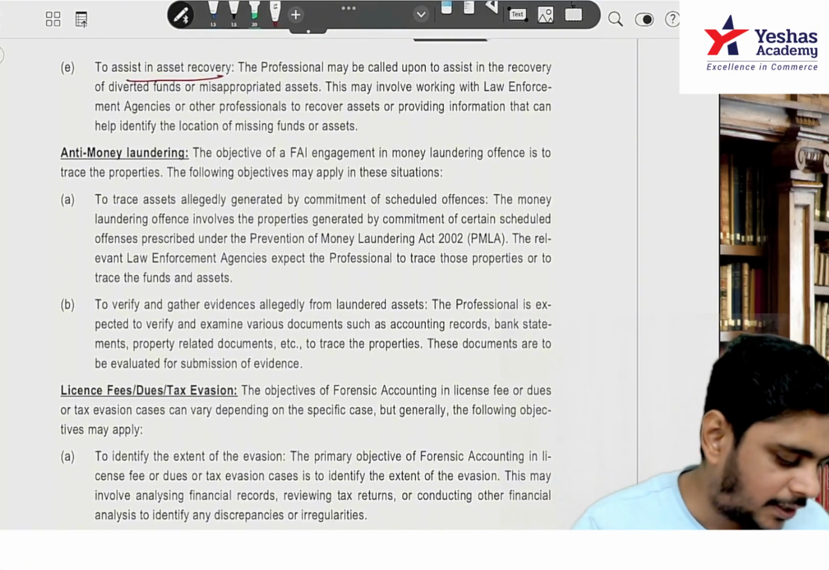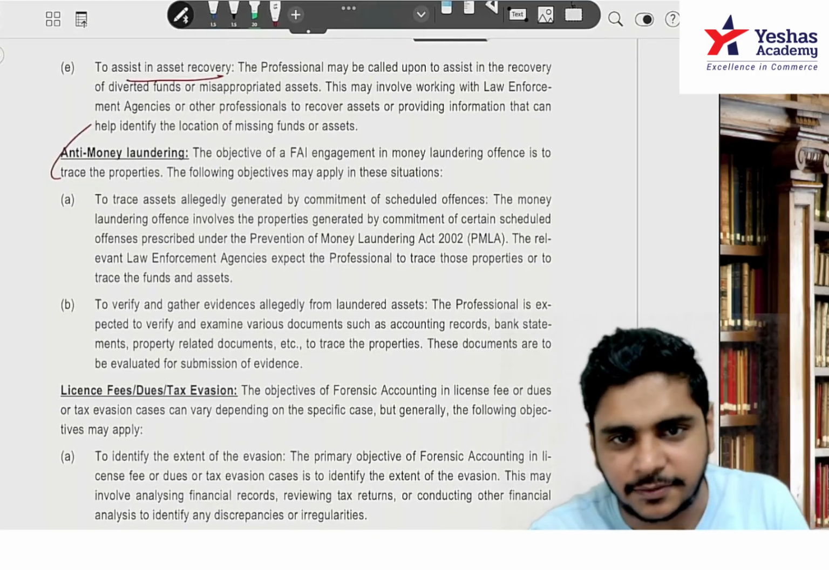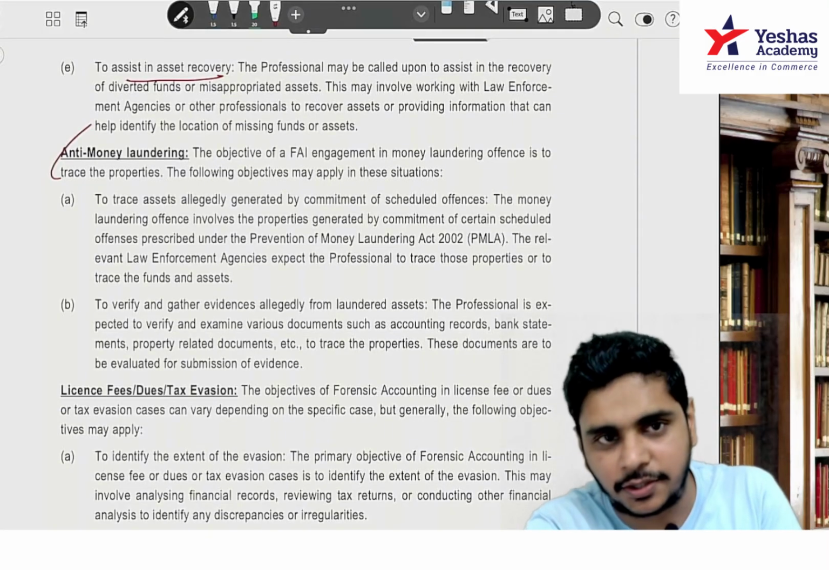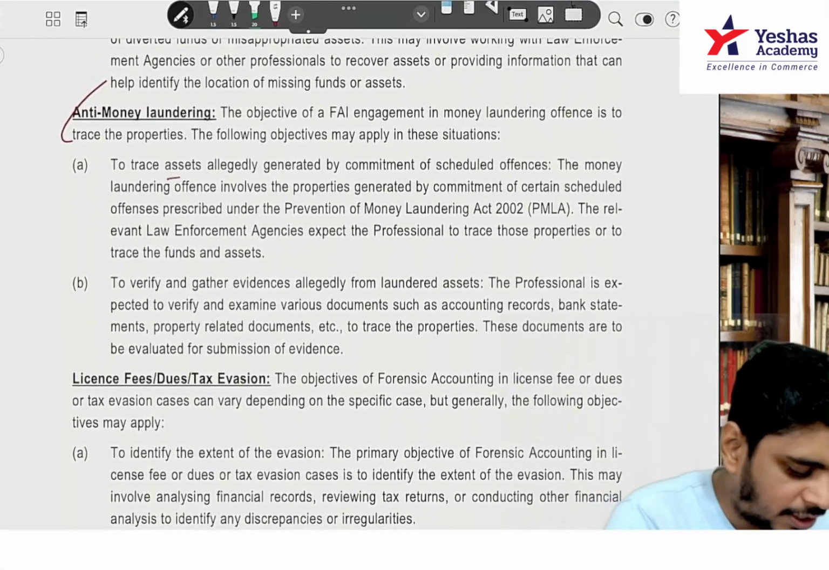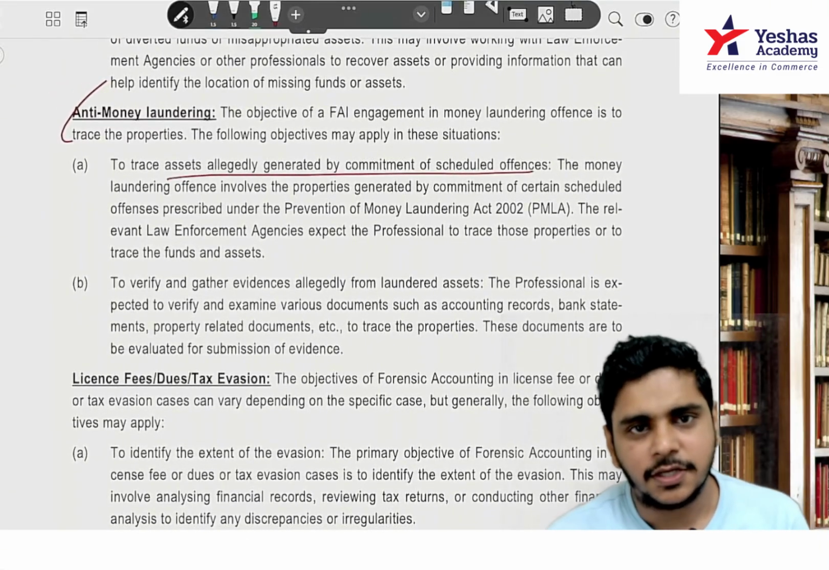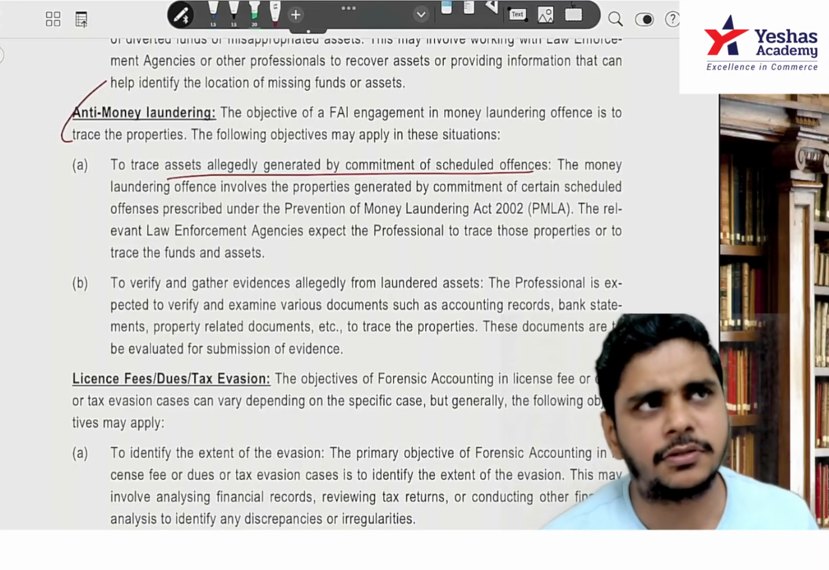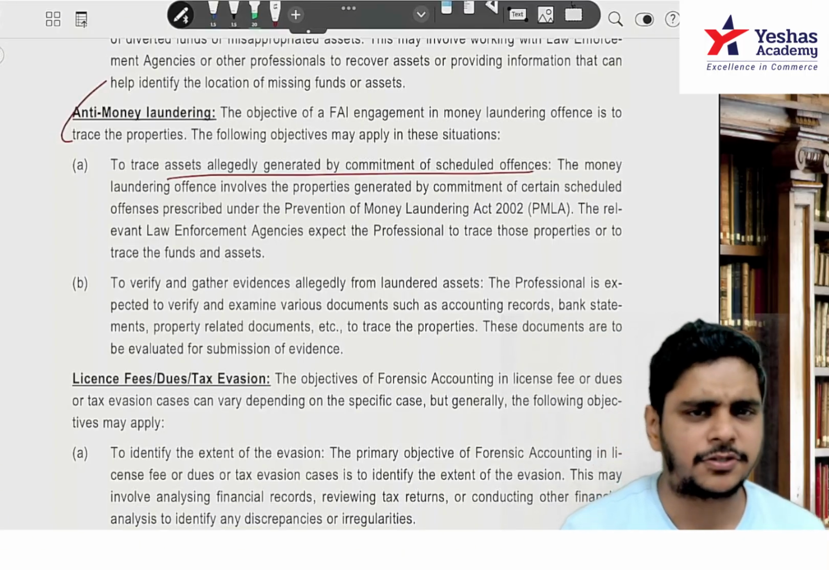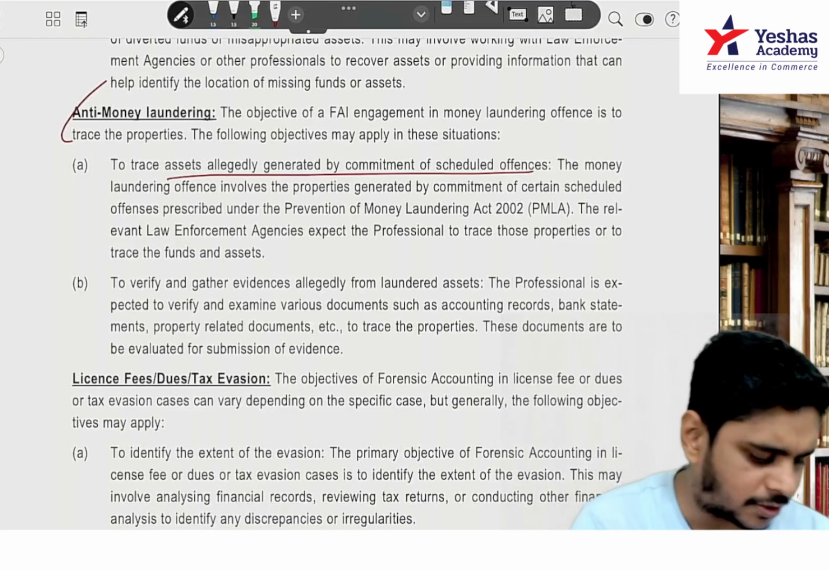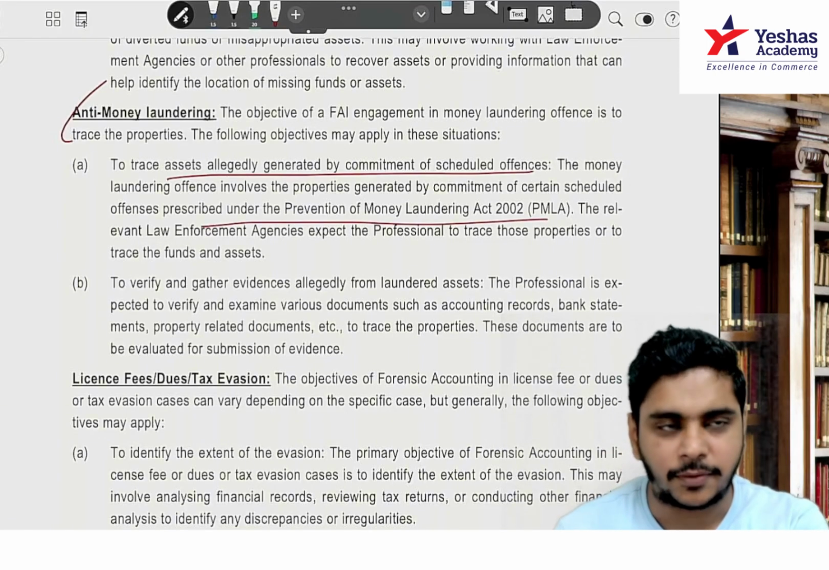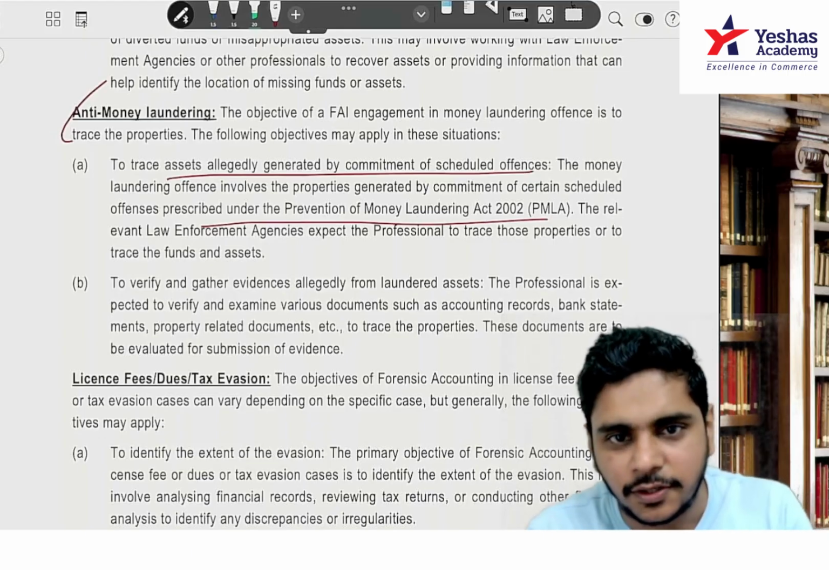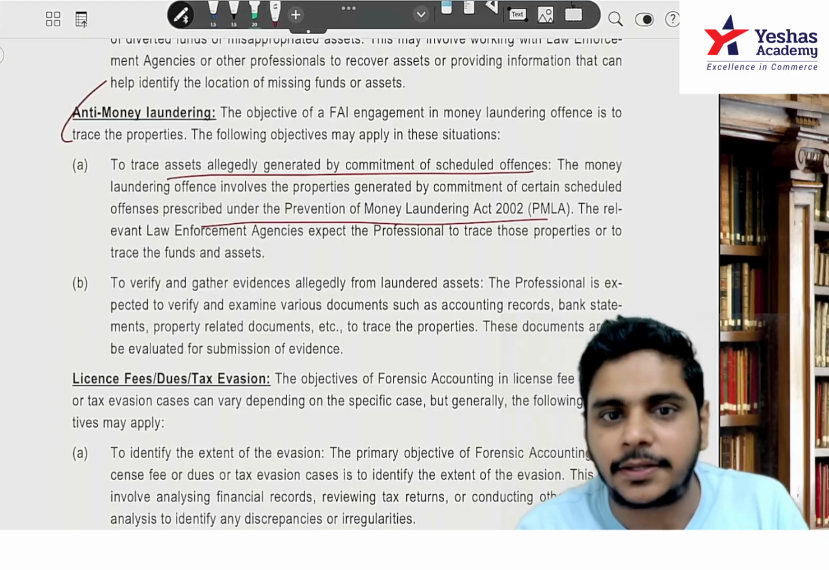Next is anti-money laundering. Anti-money laundering, Hawala we say. Vijay Mallya, Nirav Modi, they have sent money abroad. So the objective is to trace assets generated by the commission of scheduled offences. There's an act in the law, I think you have studied, the Prevention of Money Laundering Act 2002. So if you have committed a crime and you have used the money and bought some asset out of it, those assets will also be confiscated by the government.